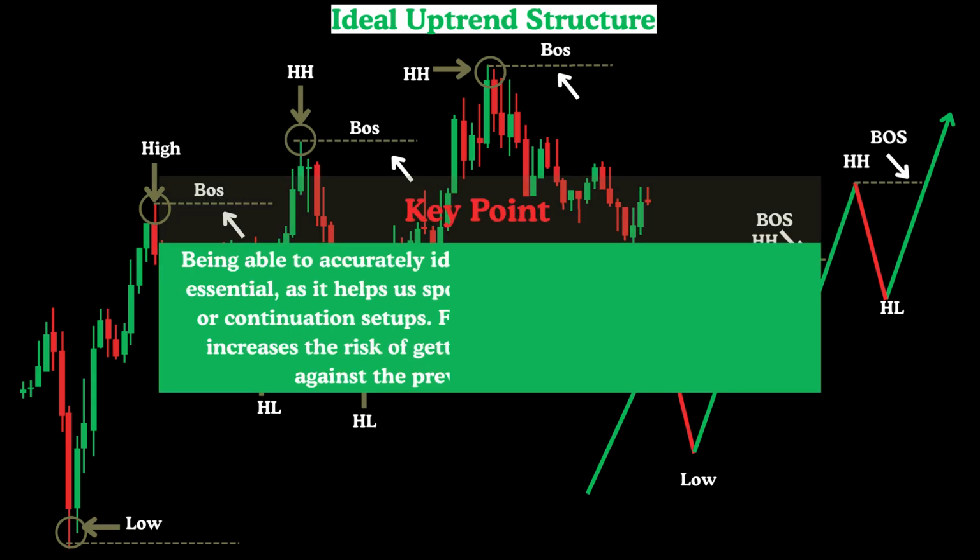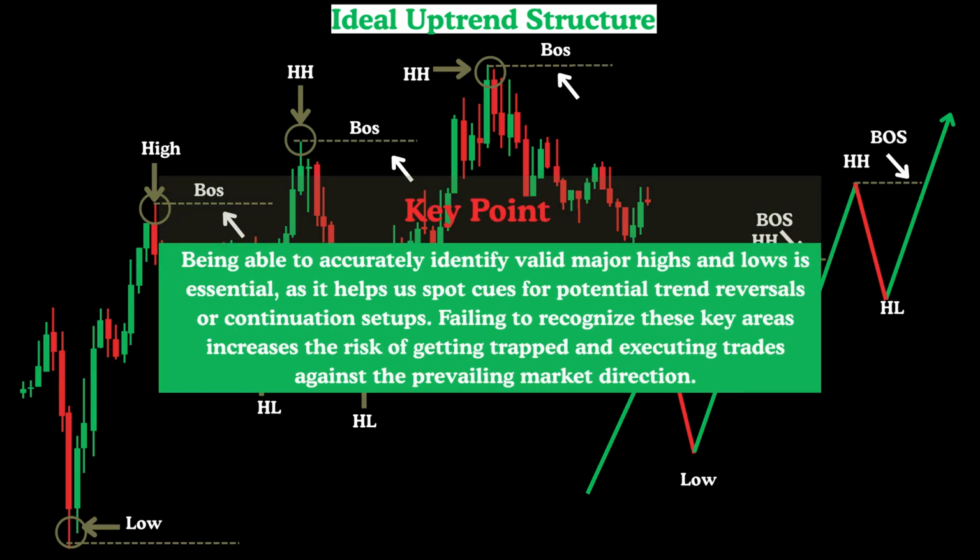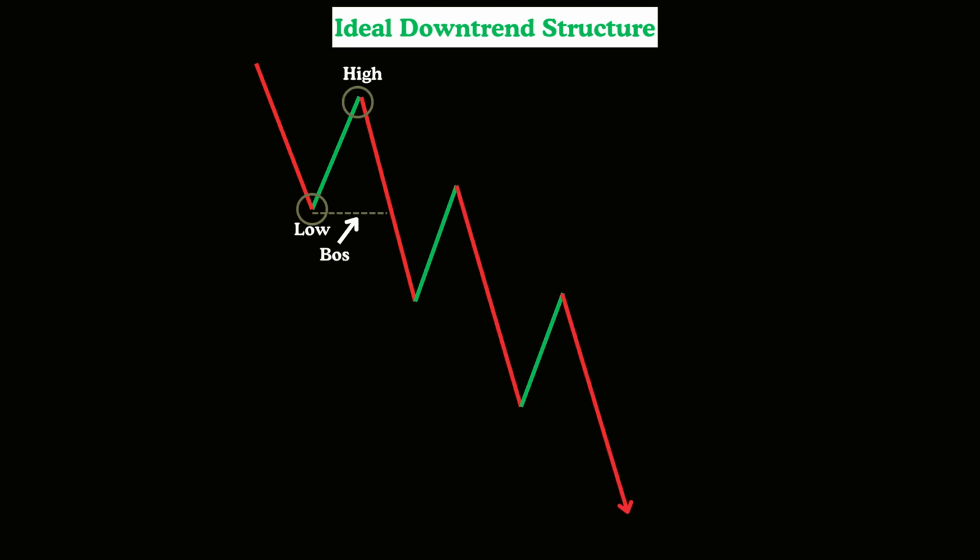Being able to accurately identify valid major highs and lows is essential, as it helps us spot cues for potential trend reversals or continuation setups. Failing to recognize these key areas increases the risk of getting trapped and executing trades against the prevailing market direction. The same principles apply when analyzing a bearish scenario. In a downtrend, price action steadily forms a sequence of lower lows and lower highs. In this setup, price typically breaks past prior lows while holding the previous highs.